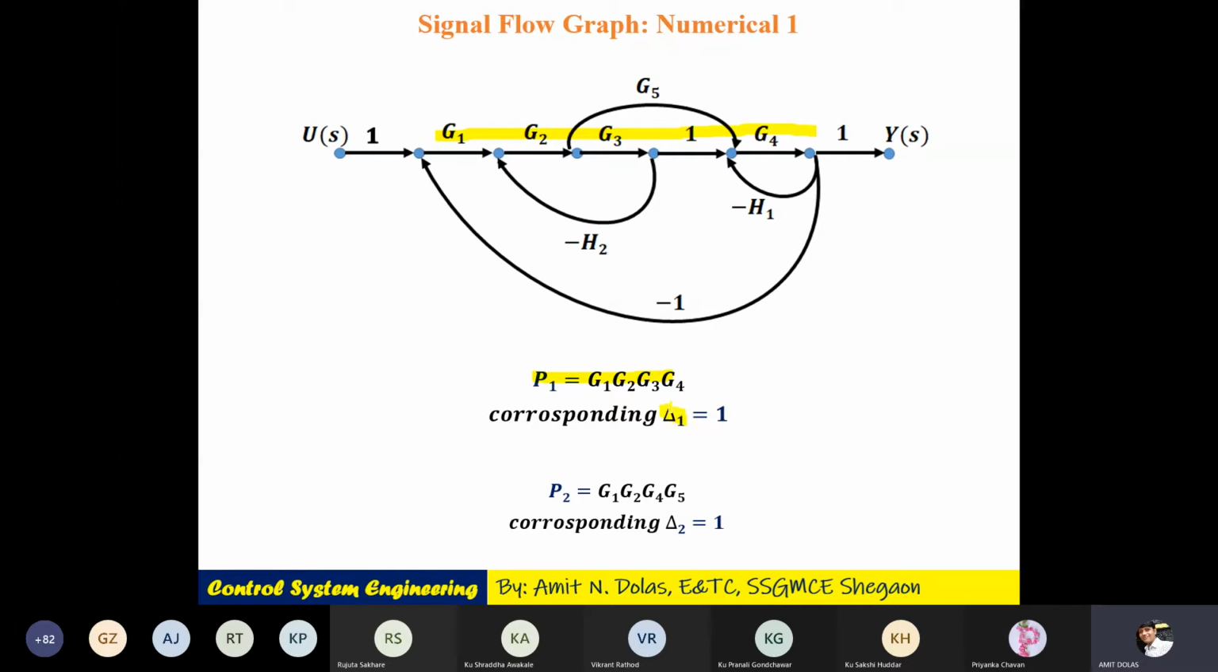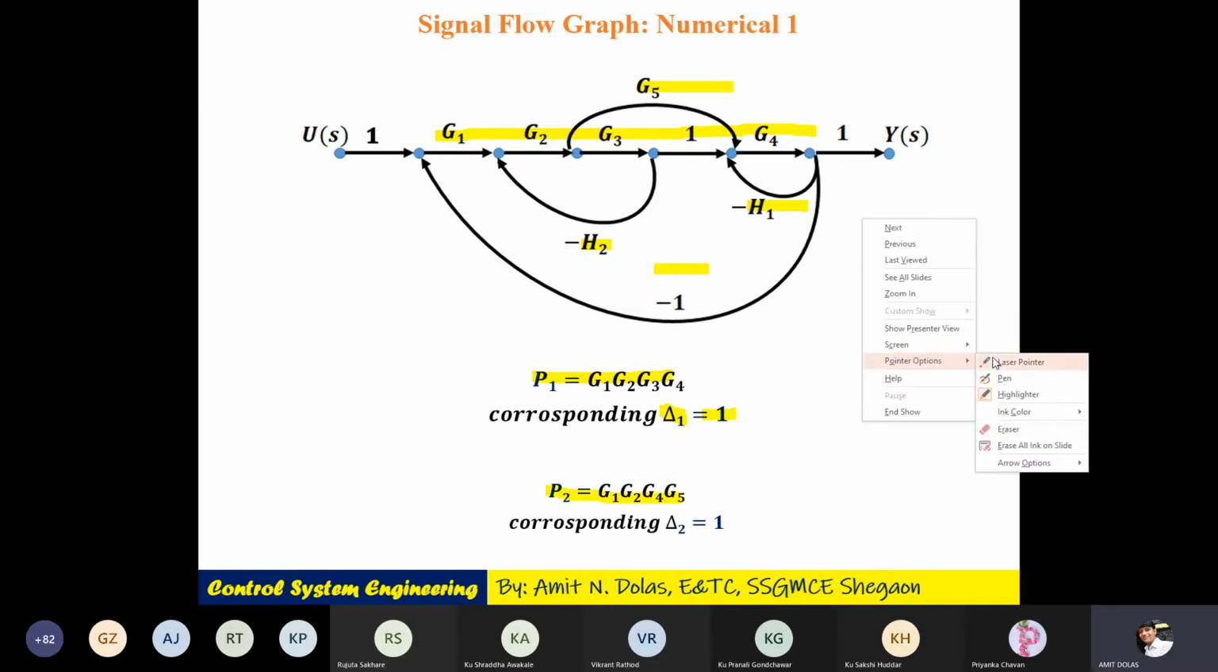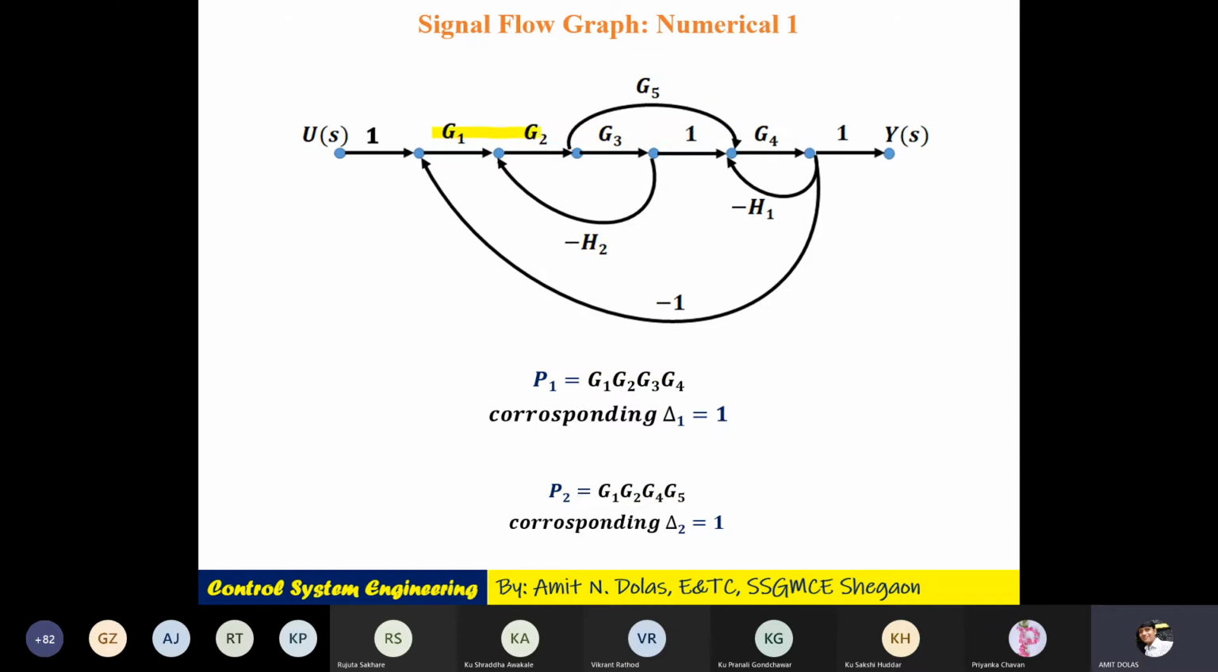Delta 1 हमें ऐसा निकालना है कि this path 1 जो है, इसको एक भी loop touch नहीं हो रहा है, उसका delta निकालना है. But you can see to this path 1, every loop is touching. This L1 is also touching, L2 is also touching, L3 is touching, L4 is also touching. So that's why delta remains 1. Again, path 2, G1, G2, G5, G4. Let's see path 2. इसे भी आप देखोगे तो all the loops are touching together.